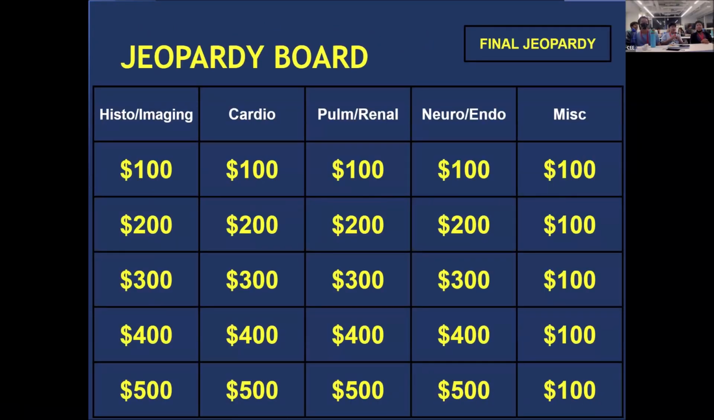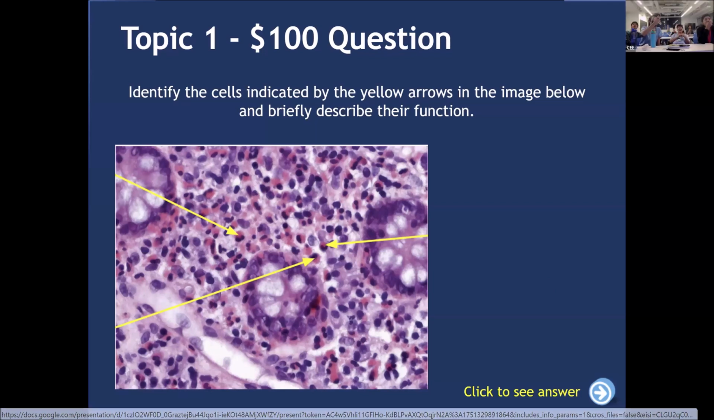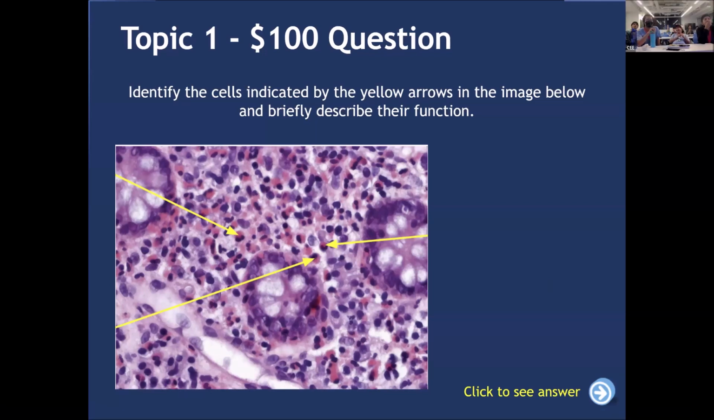Okay. All right, first for front row. It's still 100. You're still 100. I think this is also from a past practical. This is hard.